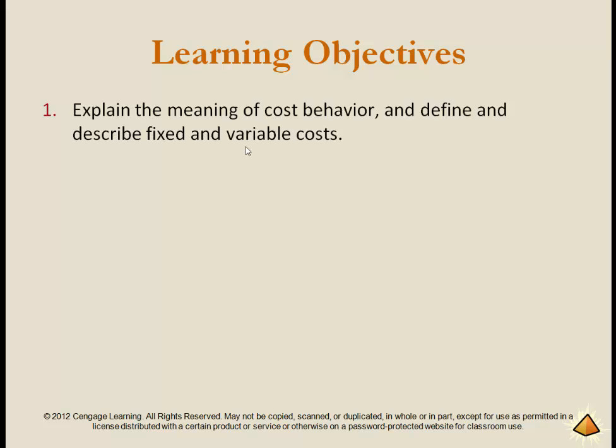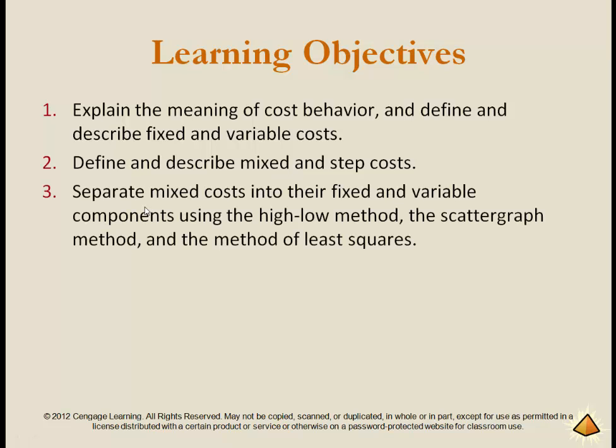In this chapter, we're going to cover the differences between cost behavior, and we're going to define fixed and variable cost. Look at, define and describe what mixed and step costs are, and then we're going to talk about separating mixed costs between fixed and variable components. We're going to use the high-low method, the scatter graph method, and also the method of least squares. Each has different characteristics, but they're all used to create a cost model.